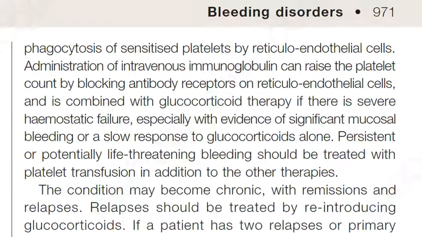Administration of intravenous immunoglobulin can raise the platelet count by blocking antibody receptors on reticuloendothelial cells and is combined with glucocorticoid therapy if there is severe hemostatic failure, especially with evidence of significant mucosal bleeding or a slow response to glucocorticoids alone. Persistent or potentially life-threatening bleeding should be treated with platelet transfusion in addition to the other therapies.